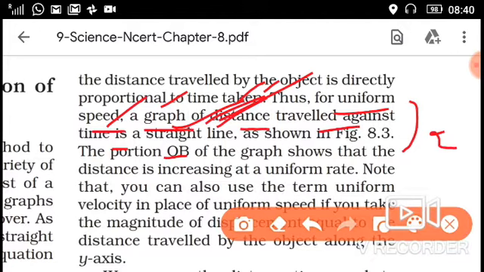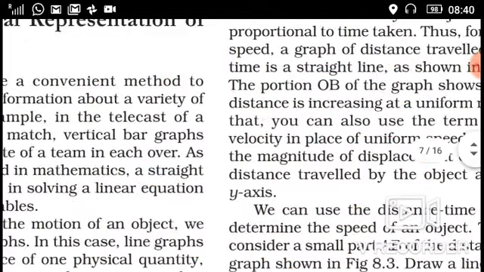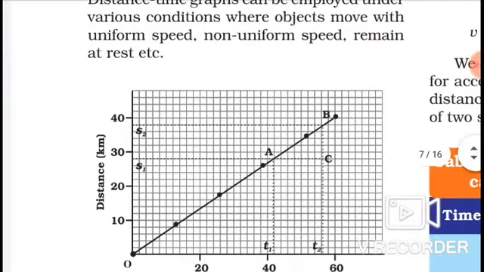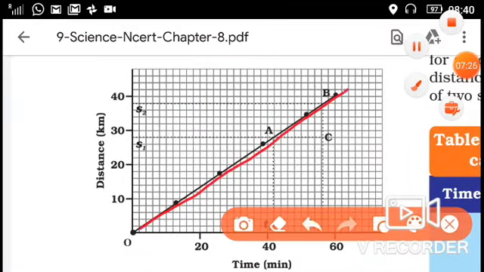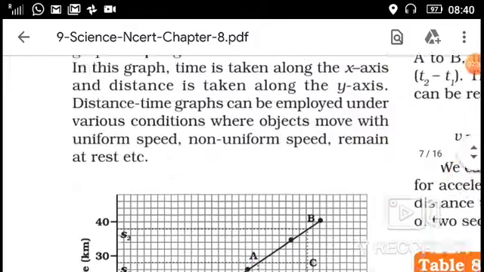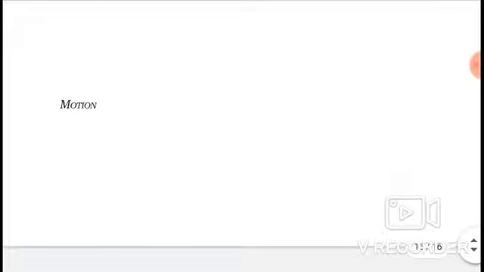The portion OB of the graph shows that the distance is increasing at a uniform rate. OB in this graph you can see. This is the portion OB. It means that distance increases with time, and it shows a straight line.